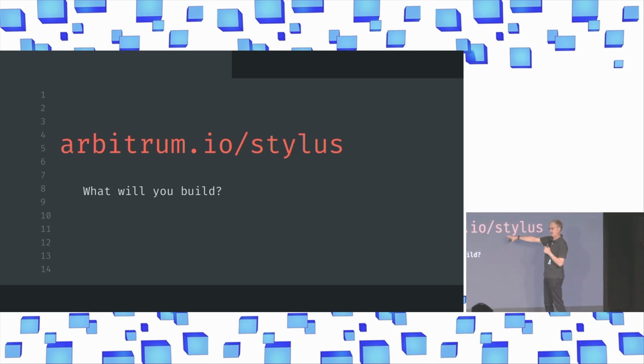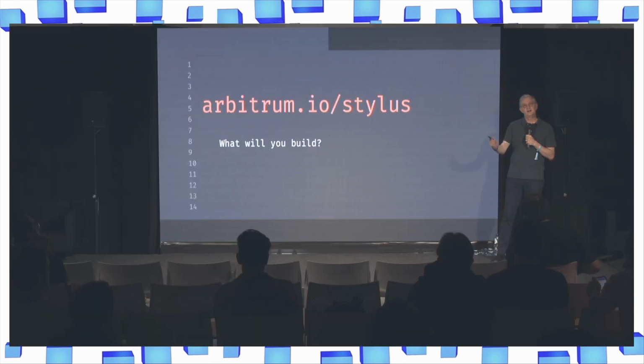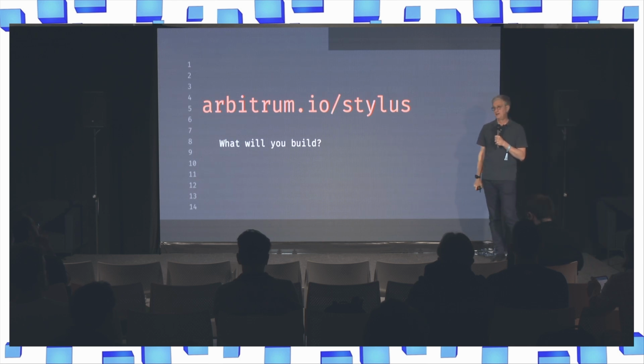If you want to try this out, and I encourage you to if you're a developer, go to arbitrum.io/stylus. It's available today on testnet. It is available for Orbit chains that do want it. And if the Arbitrum DAO votes to adopt it, then it will be on Arbitrum mainnet very soon.